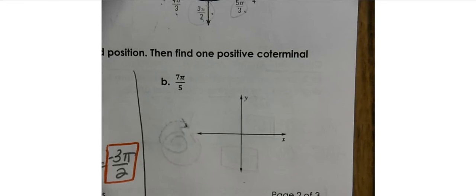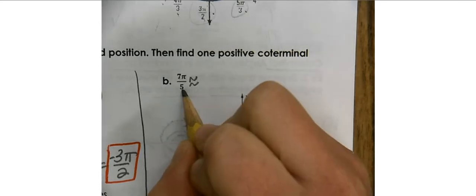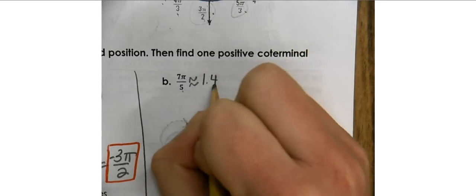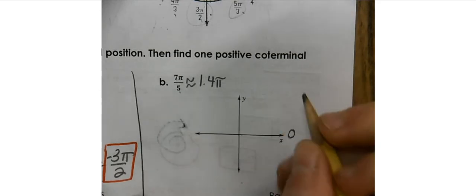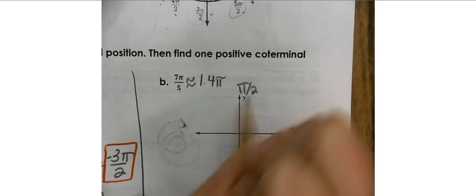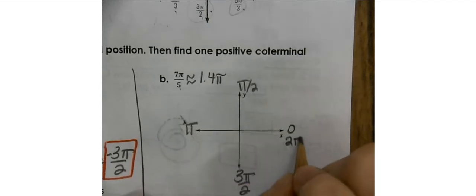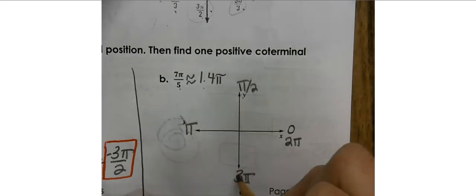So for letter B, we have 7 pi over 5. Unfortunately, pi over 5 is not anything special that we're going to be working with. So I strongly recommend, just to get an idea of where we're supposed to be, if you were to put 7/5 into your calculator, that would be approximately 1.4. So that is 1.4 pi. So I'm going to label my axes. I have 0, pi over 2, pi, 3 pi over 2, which is 1.5 pi, and 2 pi. So 1.4 pi is kind of close to 3/2.